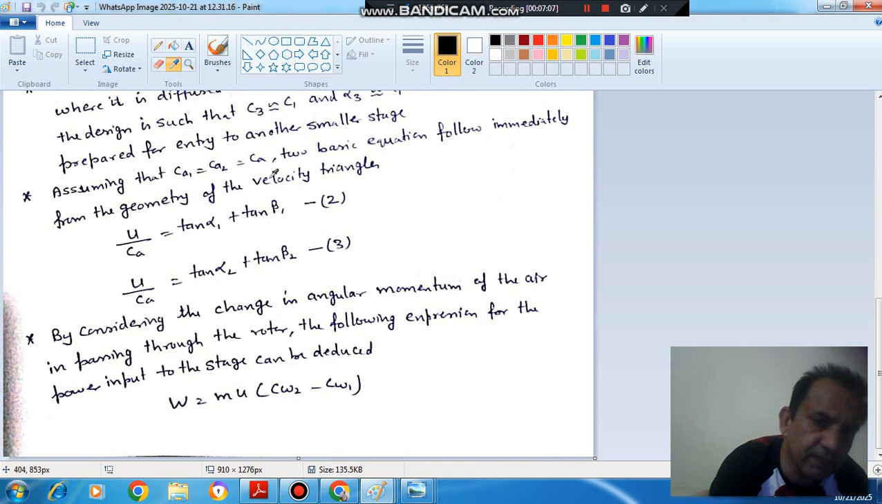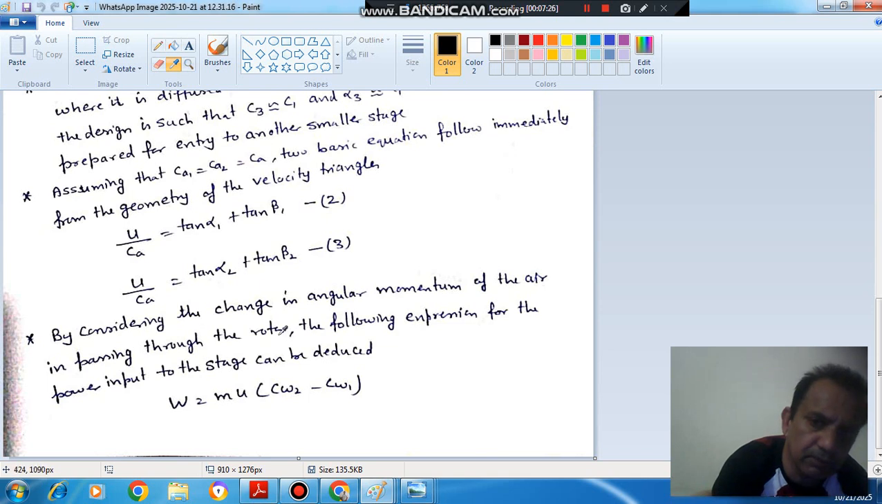Assuming that Ca1 and Ca2 are equal to Ca, two basic equations follow immediately from the velocity angles. U by Ca is equal to tangent alpha 1 plus tangent beta 1, equation number 2. First we have taken U by Ca is equal to tangent alpha 2 plus tangent beta 2, the third equation.